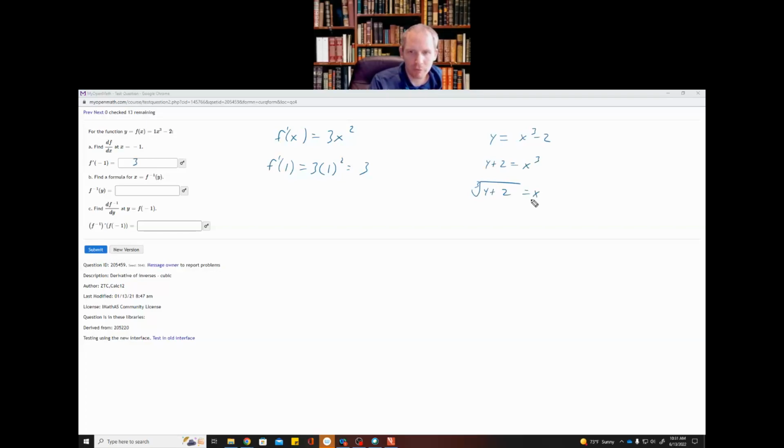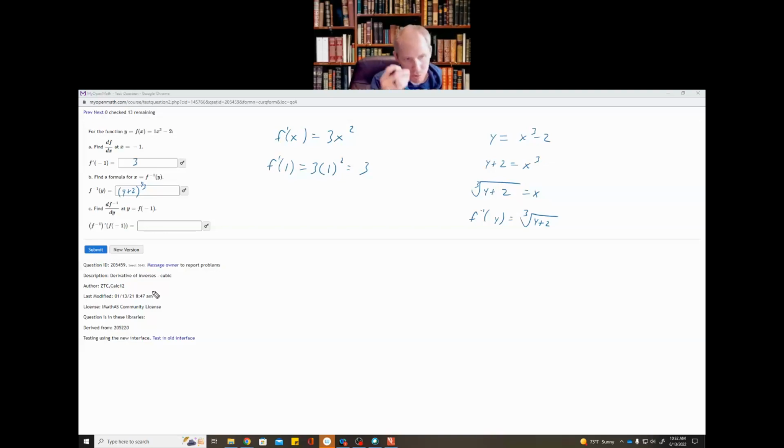Okay, so I solved for x, so I now get a formula for the inverse. f inverse of y is the cube root of y plus 2, or I can write that as y plus 2 to the 1/3 power. Now finally, find the derivative formula, the derivative of f inverse of y at y equals f of negative 1.